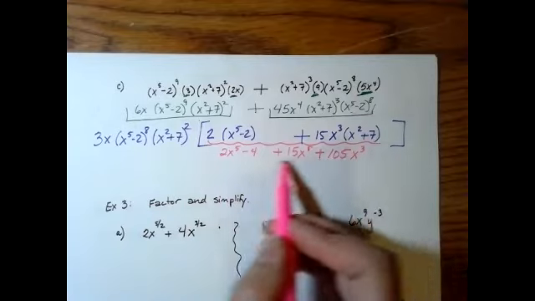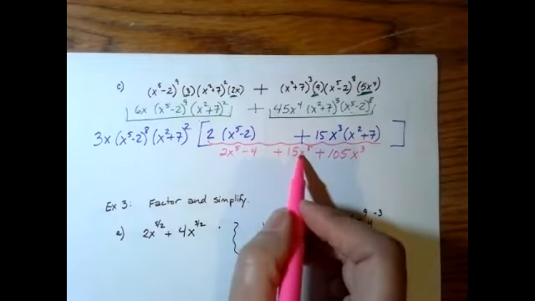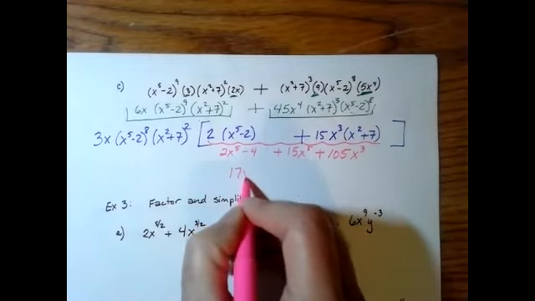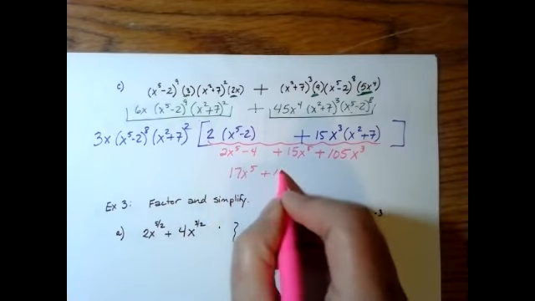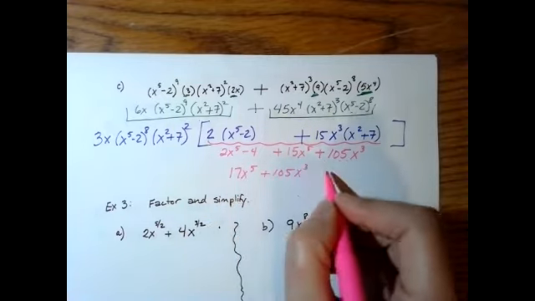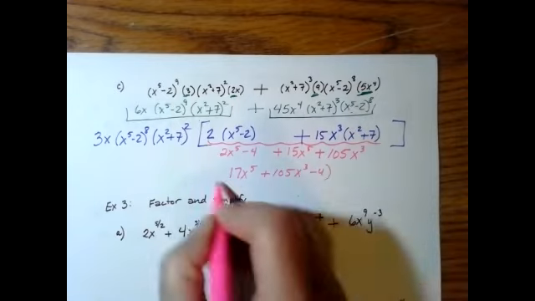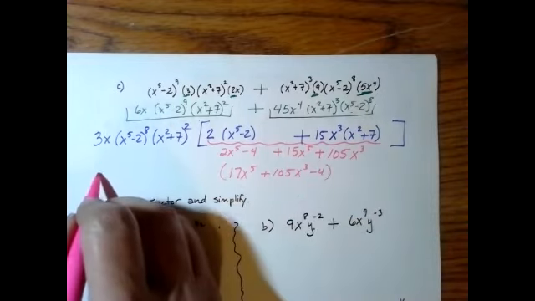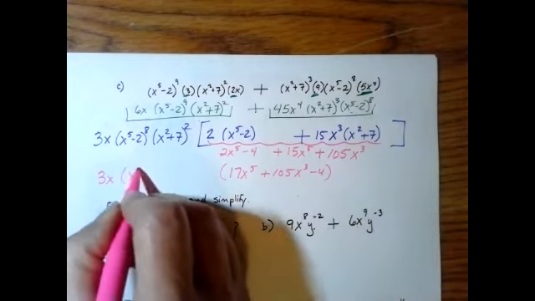Can I combine like terms? Only the x to the 5th power. So 17x to the 5th, 105x cubed, I'm putting these in order, and then minus 4. And everything else should come down as part of the answer.